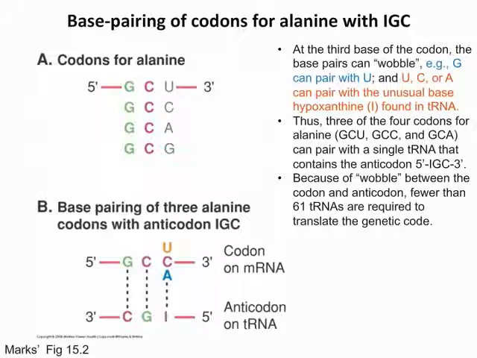If each of the 61 codons for amino acids required a distinct tRNA, then cells would contain 61 tRNAs. But because of wobble between the codon and anticodon, fewer than 61 tRNAs are required to translate the genetic code.